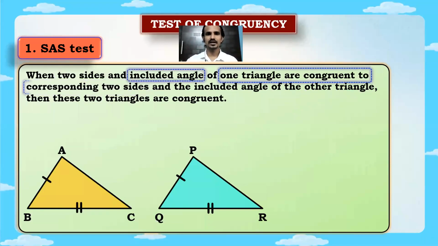Then we should have the included angle of one triangle congruent to the corresponding included angle of the other triangle. Since we have seen that sides AB and BC are equal to PQ and QR, the included angle of AB and BC is angle B, and the included angle of PQ and QR is angle Q. So we have angle B equal to angle Q. Here, this information is sufficient to apply the SAS test. Now, how to apply the test?